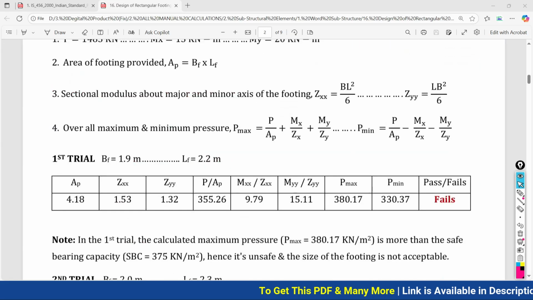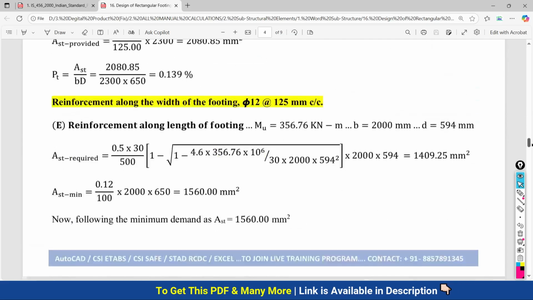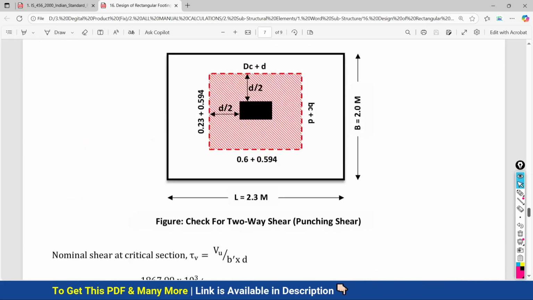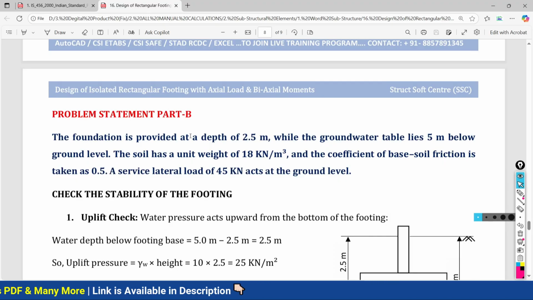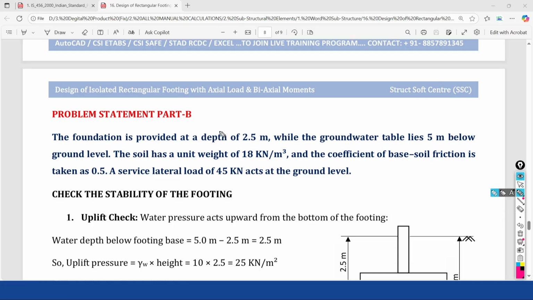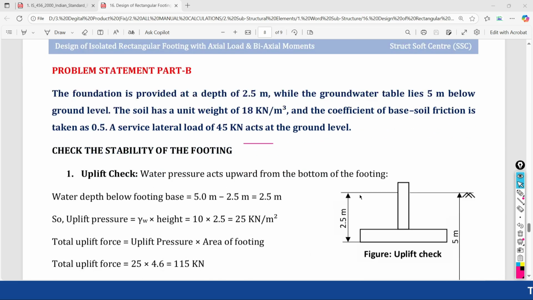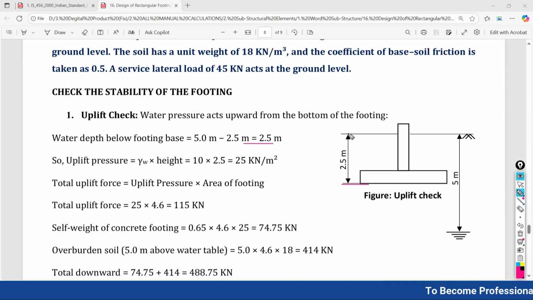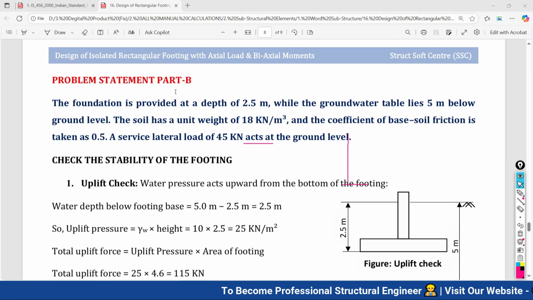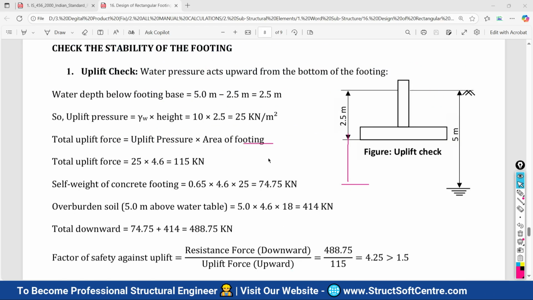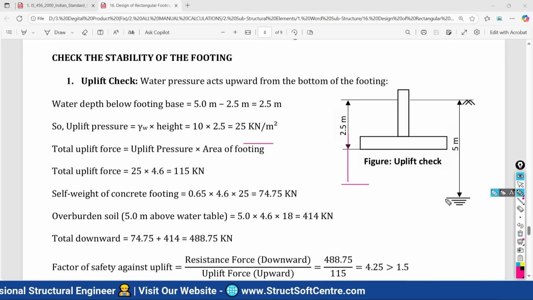Now we have to look at problem statement B. What is the recommendation of problem statement B and what to do according to it, we will see that. The foundation that you have designed in the above case has a depth of 2.5 meter, meaning the foundation base is available at a depth of 2.5 meter from the ground level. This is what is given in problem statement B. While the groundwater table lies 5 meter below the ground level, water is also present at a depth of 5 meter from your ground level.